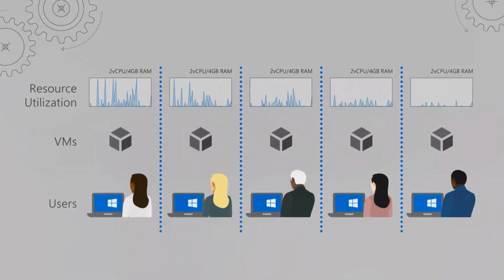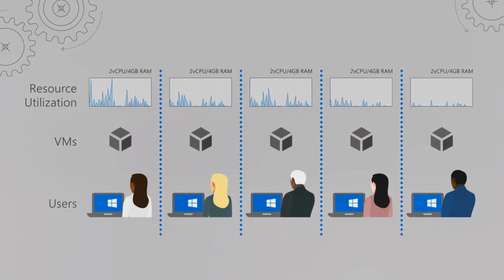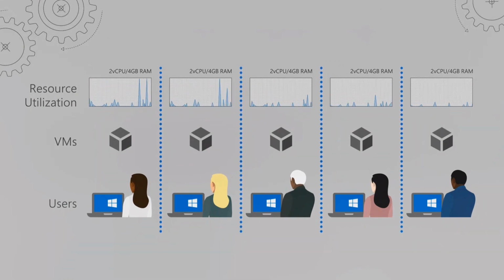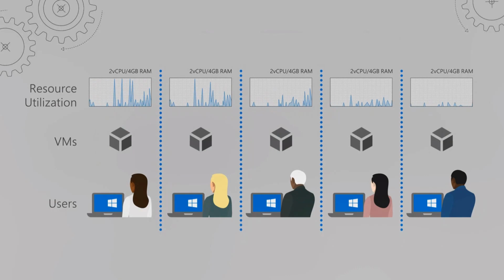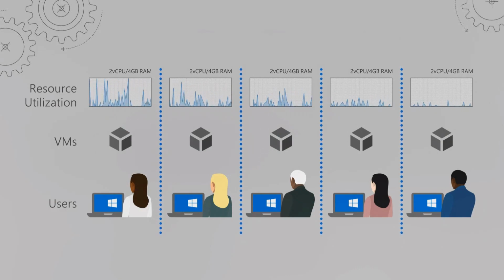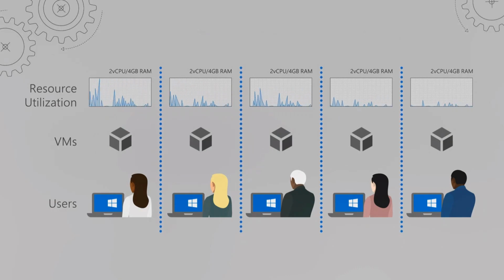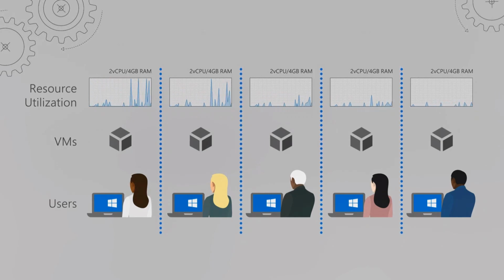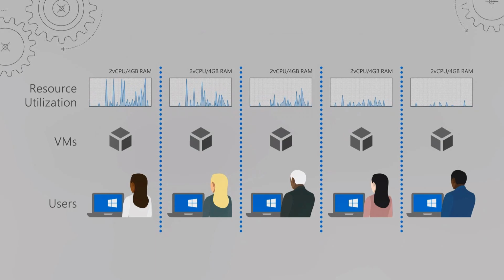So if you look at a typical personal desktop scenario, and this is a common setup that people will deploy when they're setting up desktop virtualization on premises, what they will do is they'll set up one virtual machine for each of their users. And they'll allocate that virtual machine a fixed amount of compute resources and memory.